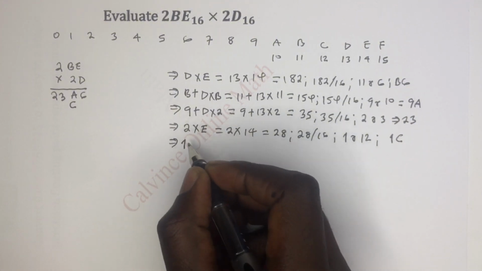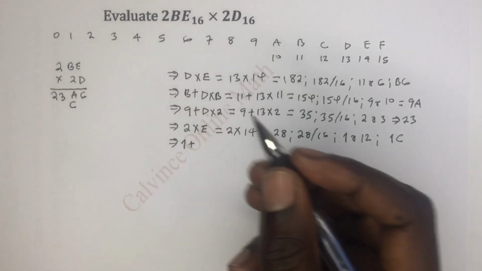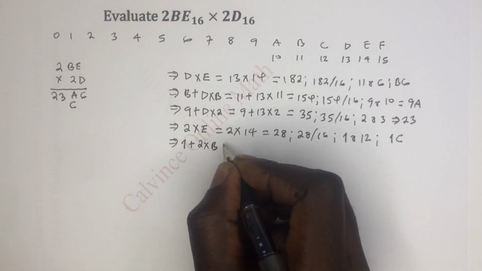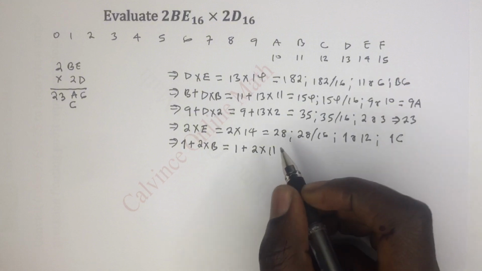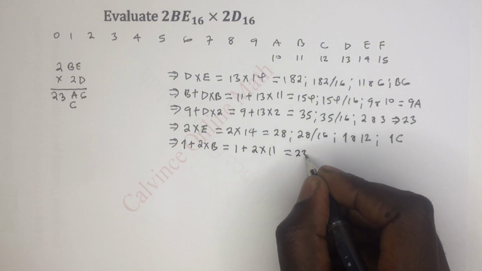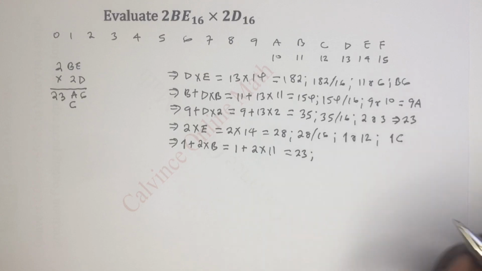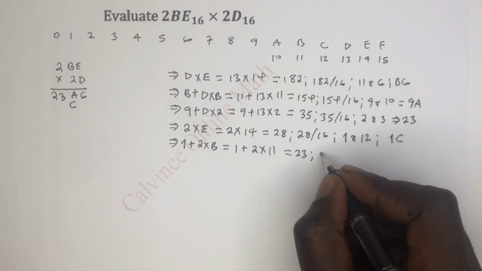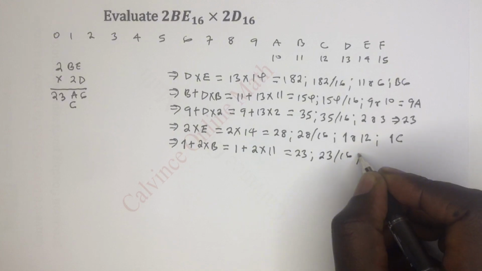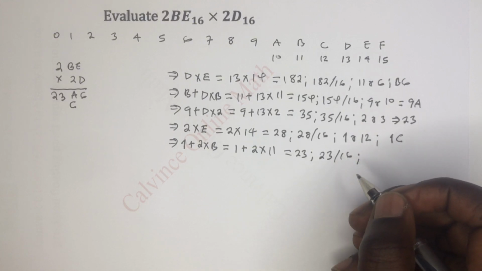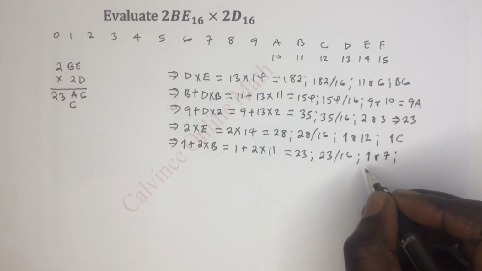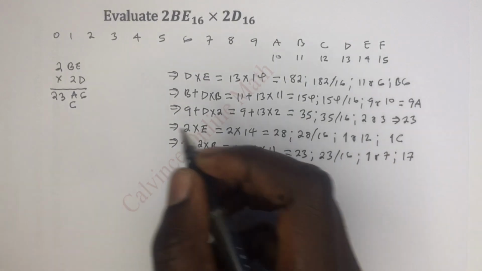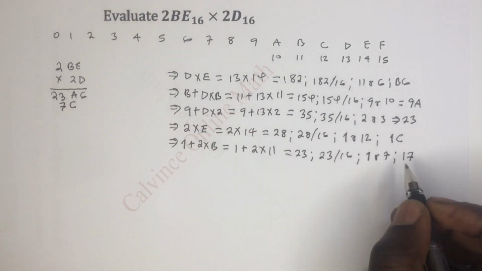So you have the carry, that is 1, plus the next multiplication, that is 2 times B. That is 1 plus 2 times B, and B is 11. So that is 22 plus 1, which is 23. Again, 23 is a decimal number, so you divide 23 by 16 to convert it to hexadecimal. It goes there once with a remainder of 7. So the hexadecimal number is 17. You write 7 and have 1 as the carry.